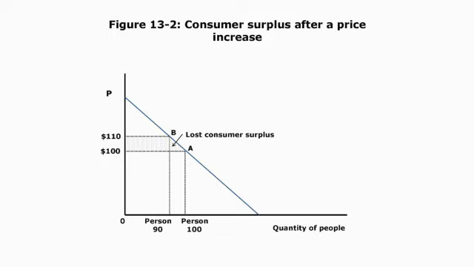So the triangle is the people who drop out of the market. The rectangle is the reduced consumer surplus of people who stay in the market but now have to pay $10 more. The consumer surplus is still positive, but it's smaller.